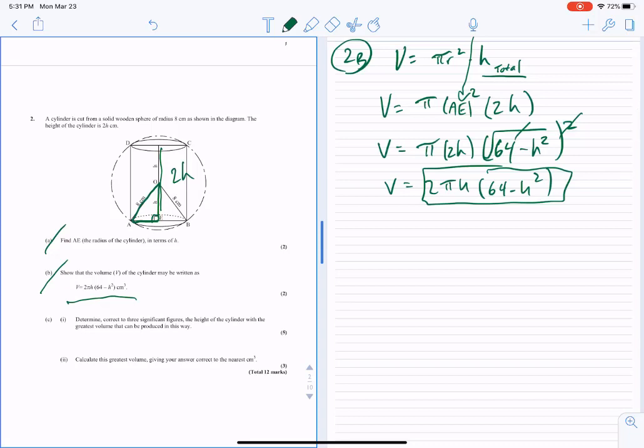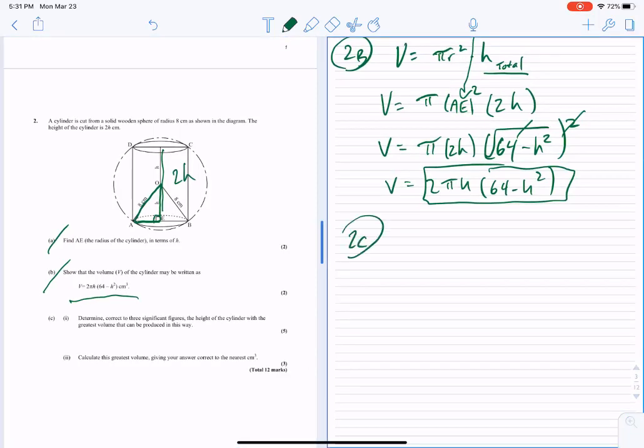All right, so next question, 2C. Determine, correct to 3 significant figures, so they're going to want me to round here, the height of the cylinder with the greatest volume that can be produced in this way. Okay, so if I want the greatest volume, what I need to do is take the volume formula that I just found and take its derivative, okay? Whatever I'm trying to optimize, in this case the volume, since I want the greatest possible volume, I'm going to take the derivative of that, so I'm going to say V prime, okay?